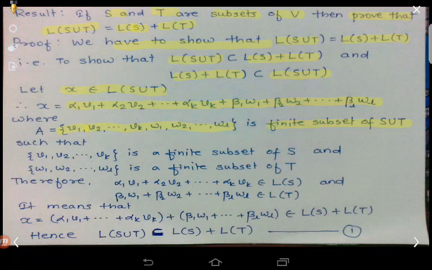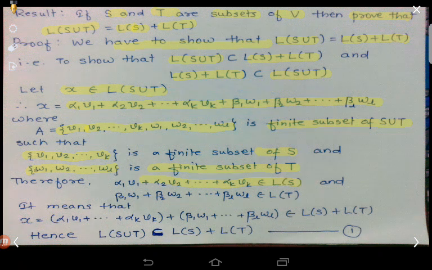But purposely we are taking these vectors in such a way that the first k vectors V1, V2, up to Vk is a finite subset of S. Purposely we are taking this, and W1, W2, up to Wl is a finite subset of T. So therefore, this V1, V2, Vk is a finite subset of S. Therefore, linear combination of V1, V2, Vk is a member of L of S.